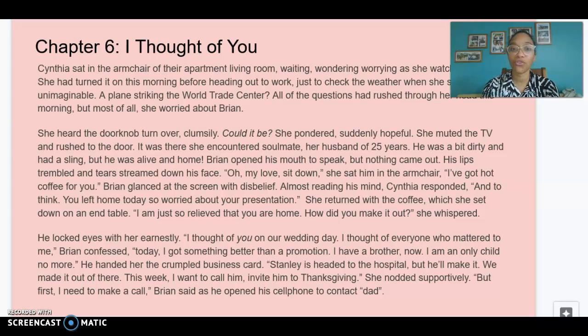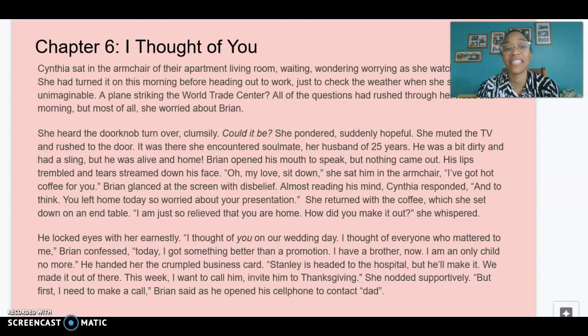She heard the doorknob turn over clumsily. Could it be? She pondered, suddenly hopeful. She muted the TV and rushed to the door. It was there she encountered her soulmate, her husband of 25 years. He was a bit dirty and had a sling, but he was alive and home. Brian opened his mouth to speak, but nothing came out. His lips trembled and tears streamed down his face.